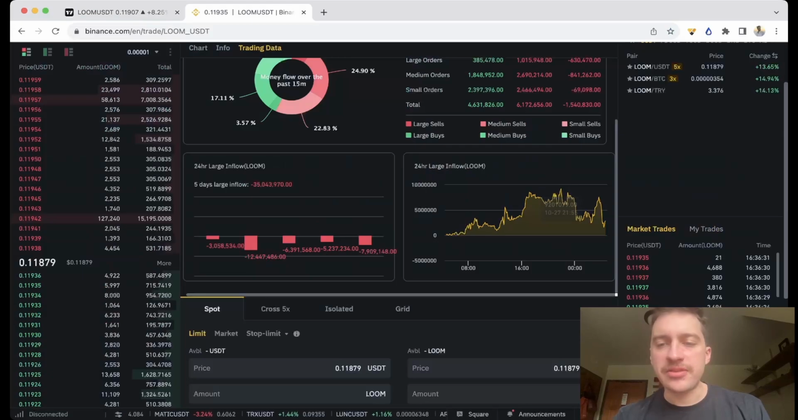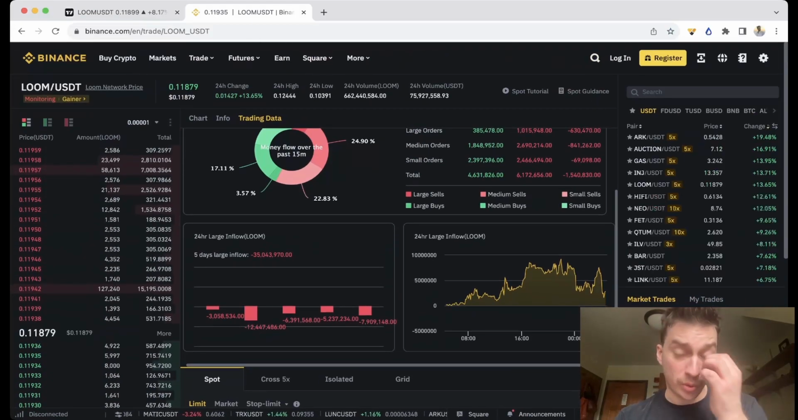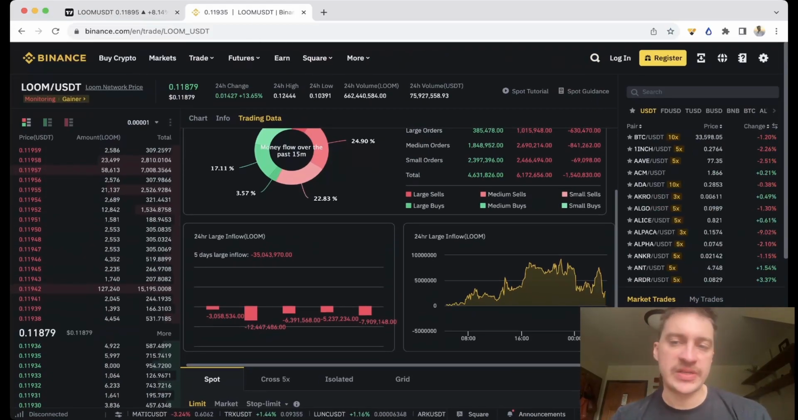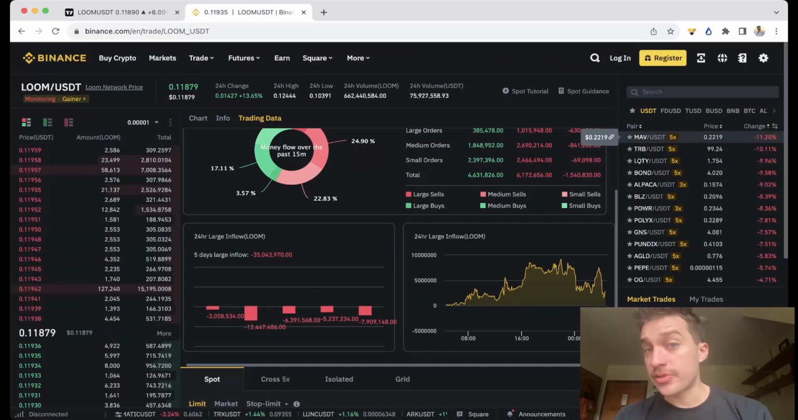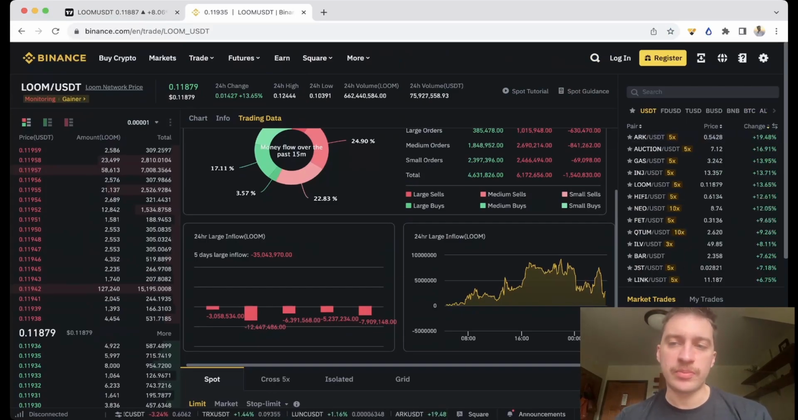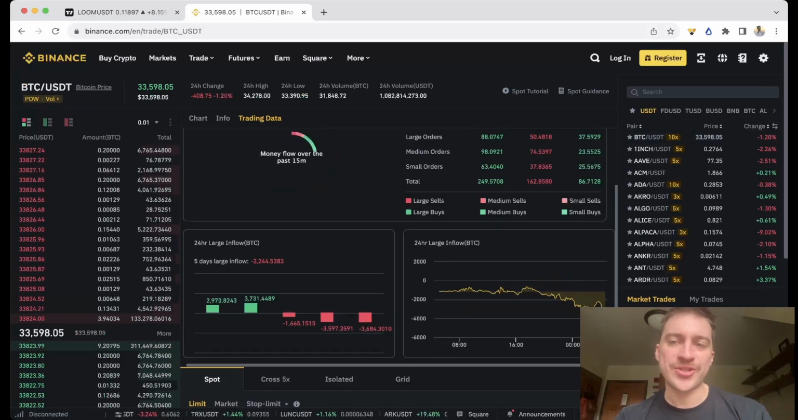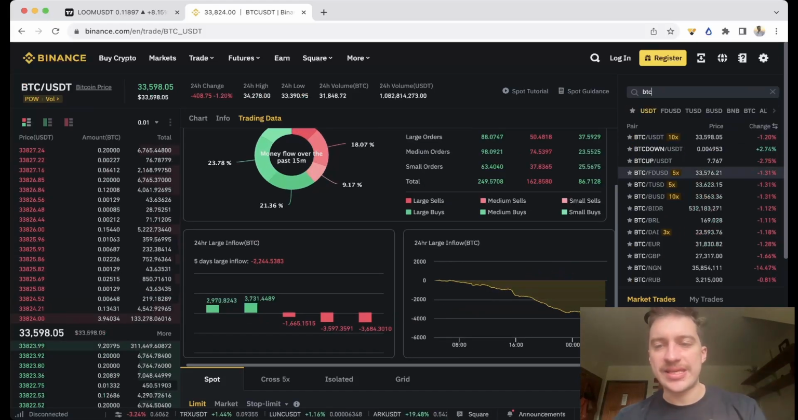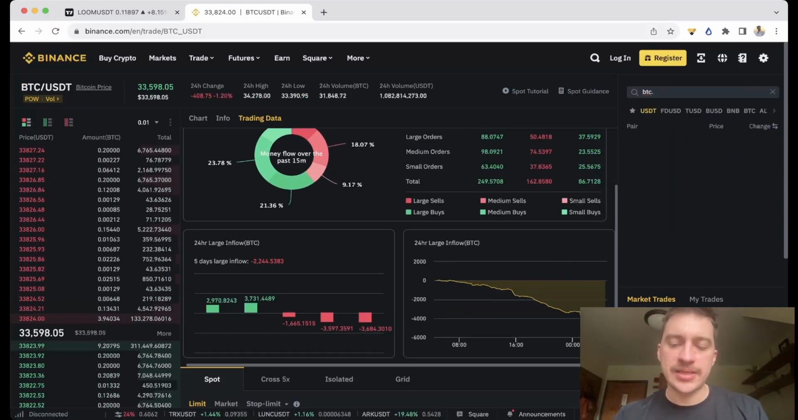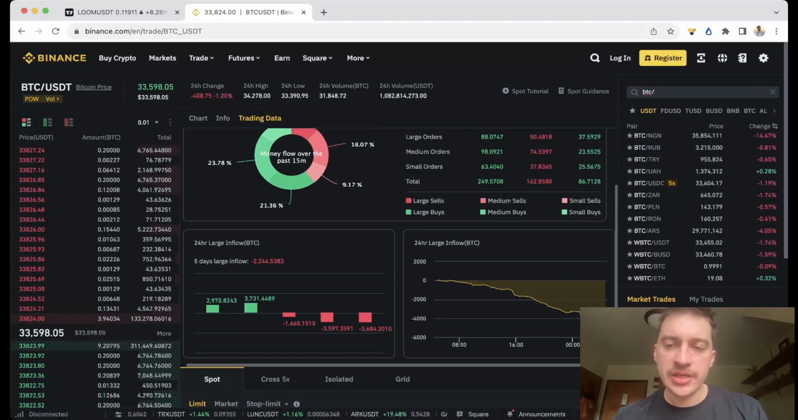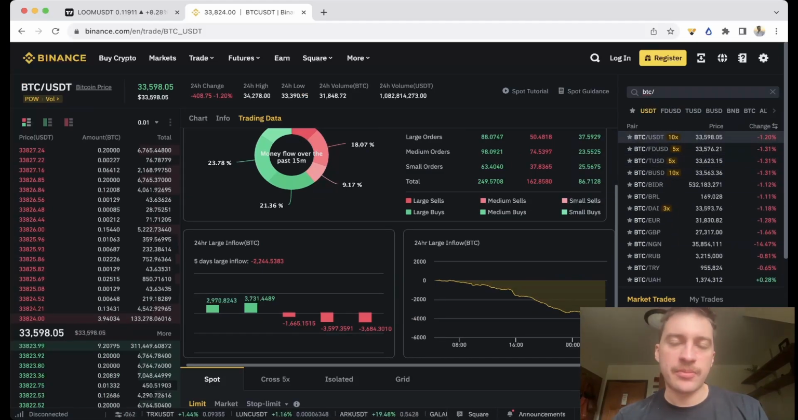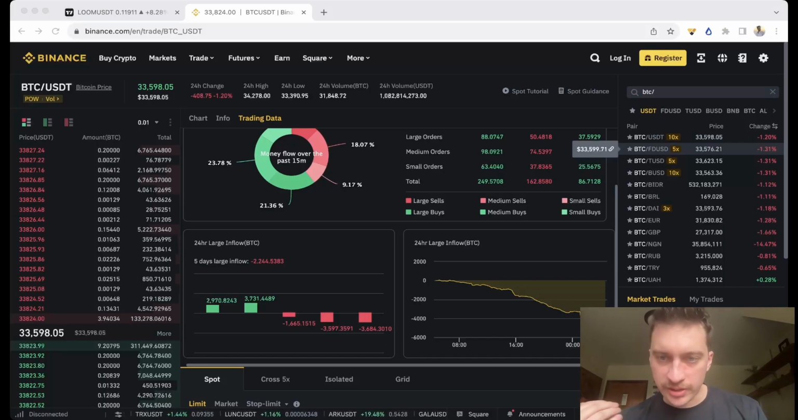So I think that this kind of strategy might work better with coins that aren't as big as something like Loom. This can also work on Bitcoin as well, because you can actually see when people are adding Bitcoin to the exchange. If you want to do that, you're going to type in BTC. You want to look at only the BTC pairs like these. And I know it's a lot, but you can actually look at how much Bitcoin's going into each one of these trading pairs, which is very, very powerful.